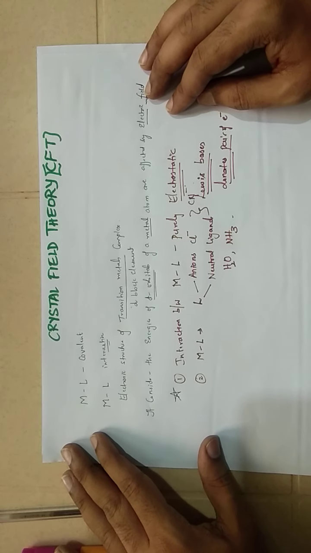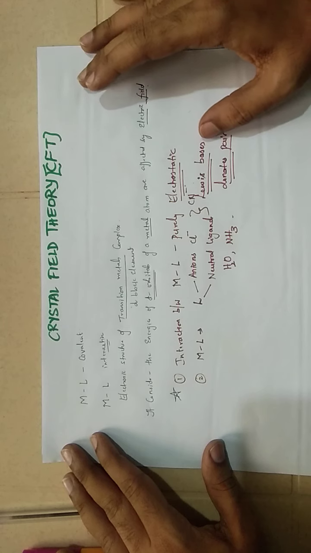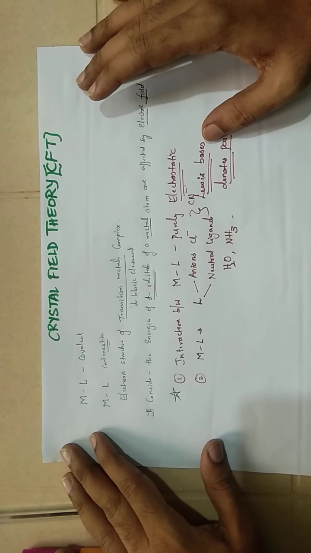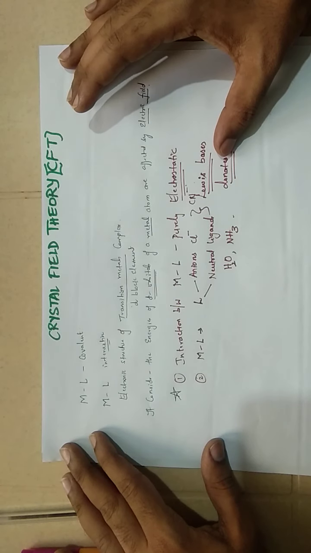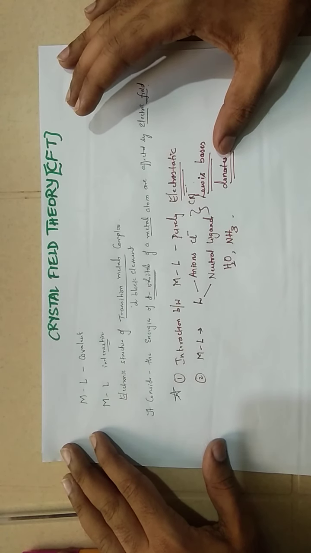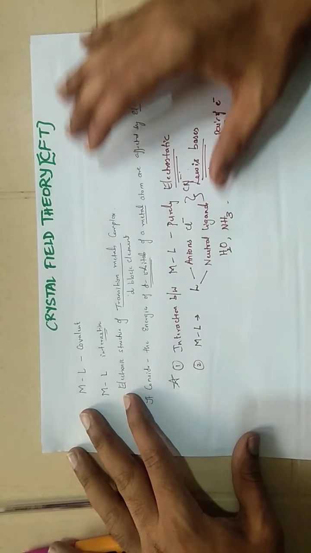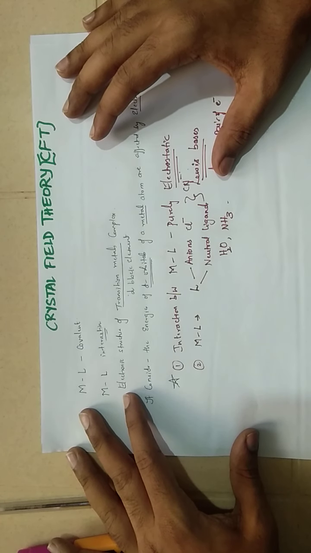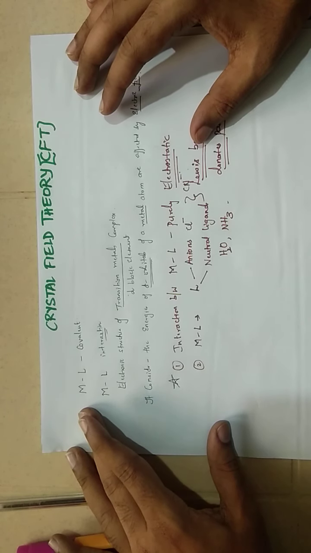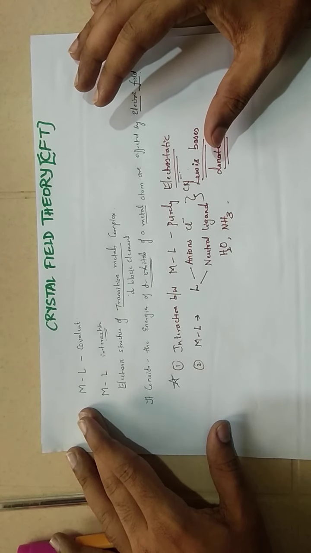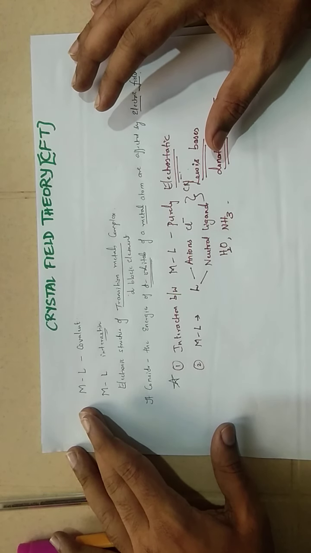So in order to overcome the limitations of VBT, we have a new theory, that is crystal field theory. As the name says, it is a field theory. We deal with the electrostatic field. Now, you know that coordination complexes are mainly formed by transition metals like the 3d, 4d, 5d series, right? A well-known example is the 3d series like scandium, titanium, zinc, iron, cobalt, etc.